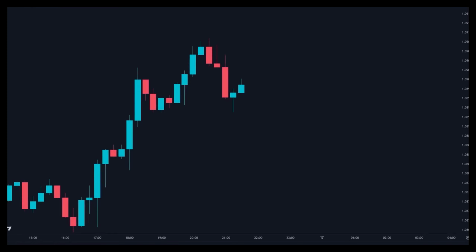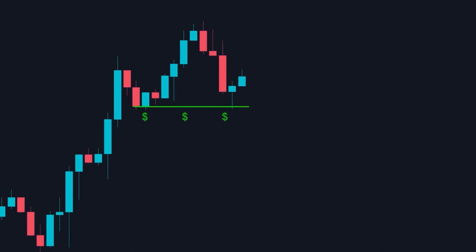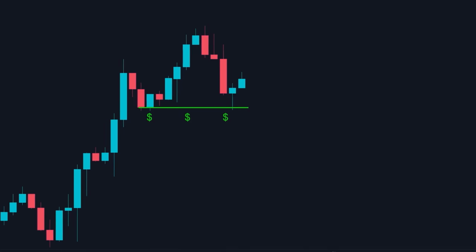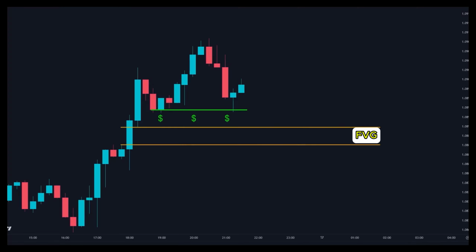Here on the Euro-Dollar 15-minute chart, we have a strong moving uptrend. The latest impulsive move has created this area of equal lows, which will act as support when the price taps into this zone again. So below these equal lows contains lots of liquidity. If we look to the left-hand side, we will notice this area of fair value gap, which will also act as a strong demand area right below the liquidity zone.